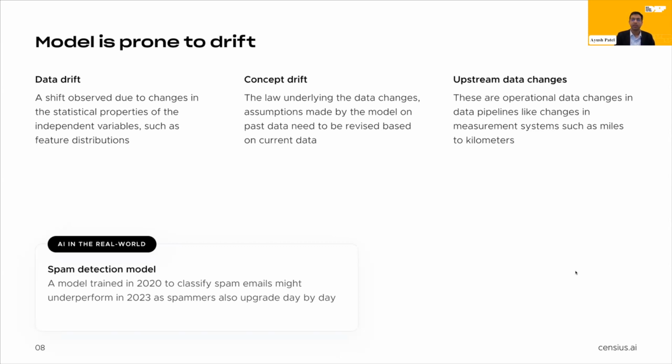And finally, upstream data changes. This is when there are any kind of data pipeline concerns. Let's say measurement systems in miles versus kilometers. One of the software engineers on your team made some change in one of the database systems, which is now suddenly giving different kinds of inputs to your model. These are hard to detect, so the model doesn't stay consistent. What we're trying to say here is that your data can change suddenly just because of human errors, or it can drift over time because consumer behavior changes.